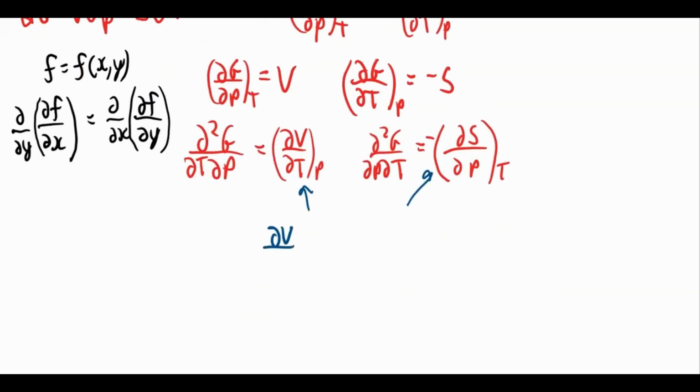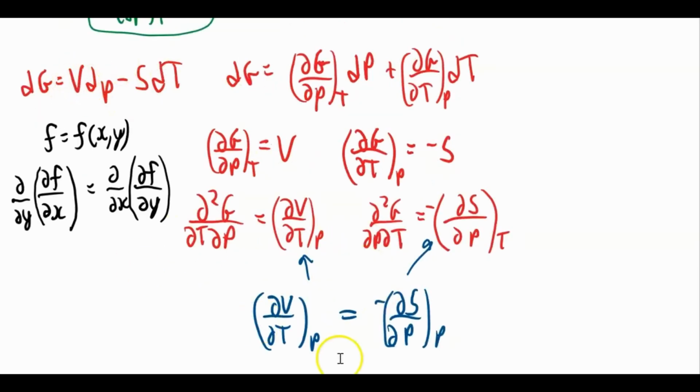So the partial derivative of v with respect to temperature, holding pressure constant, has to be equal to the negative partial derivative of s over partial p, holding temperature constant. So this is a Maxwell relation. We can readily get this relationship from this one here.